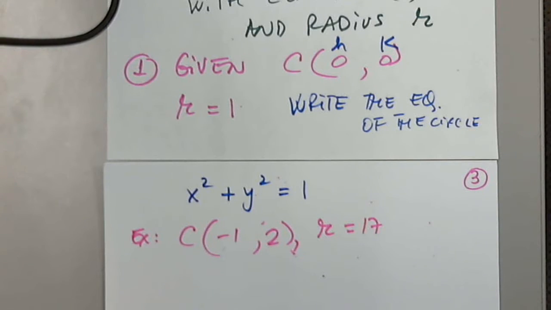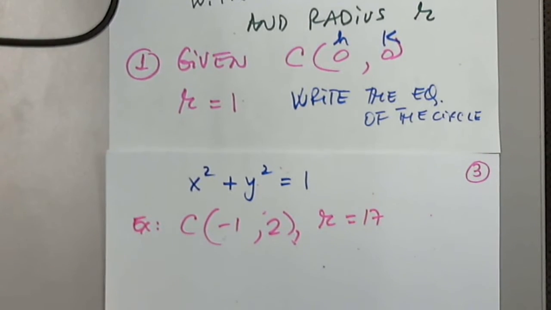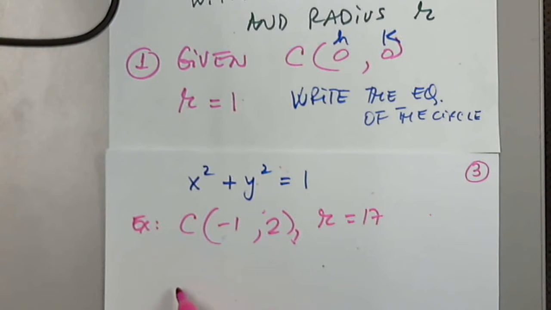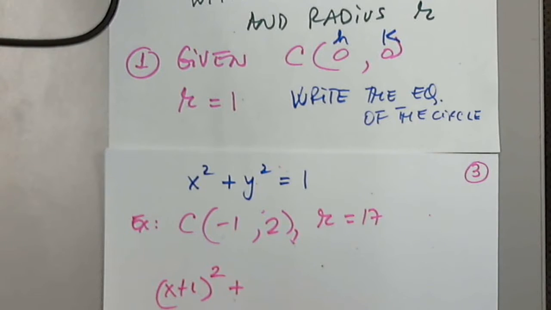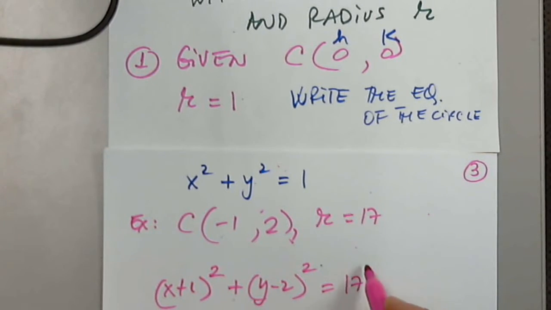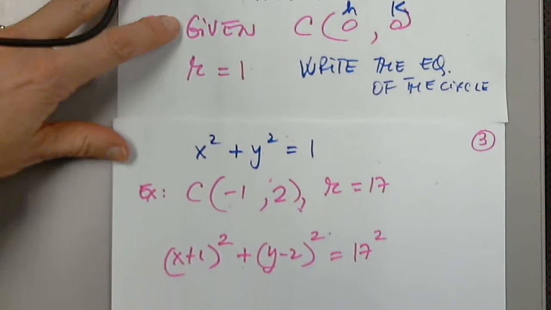Perfect. I want the equation of the circle, please. (x + 1) squared plus (y - 1) squared equals 17. That's it. This is the equation of the circle with the center at -1, 2 and a radius of 17. You might want to just keep it as is, right? Yes, or you can write 289. Good.